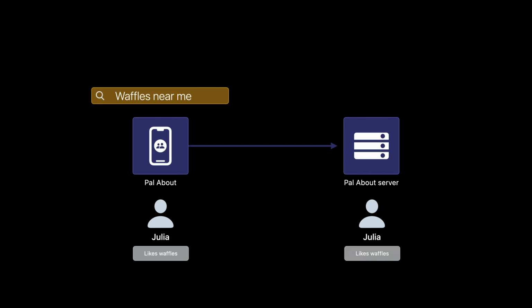Now suppose I use Pal About to search for places that serve waffles near me, which results in Pal About storing waffles as an interest of mine. Pal About later wants to show an ad for breakfast places, targeting people who like breakfast foods. Using the data Pal About stores about me from my searches, Pal About shows me the breakfast ad. In this example, Pal About doesn't link my data with any data from an app or website owned by another company to show me the breakfast ad, so this scenario would not be considered tracking.